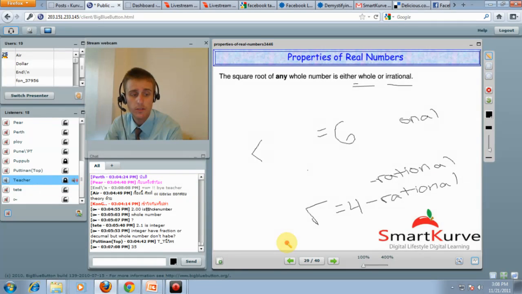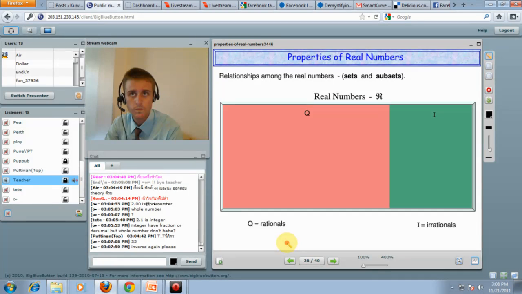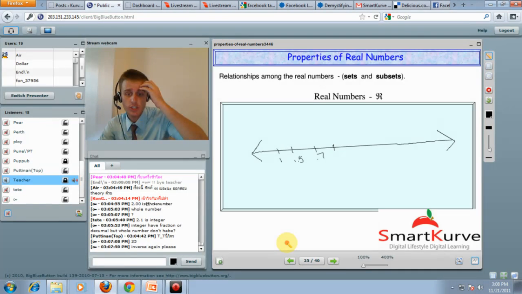Are we done with this topic? Do they understand? They kind of understand the theory, but they need more examples. Okay, I'm trying to draw a number line, but it keeps changing the slide. Here we go. Okay.